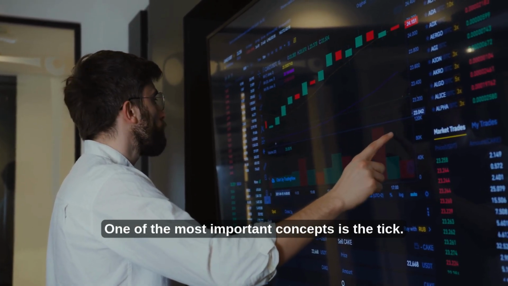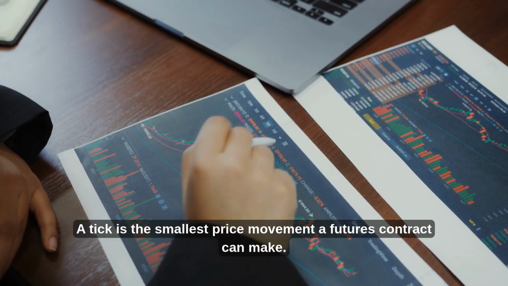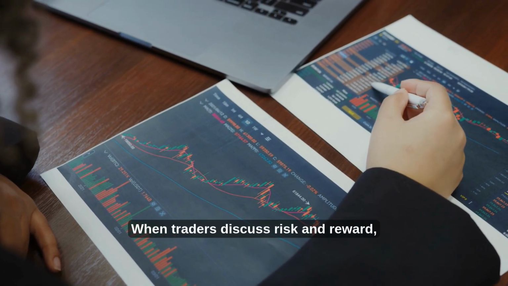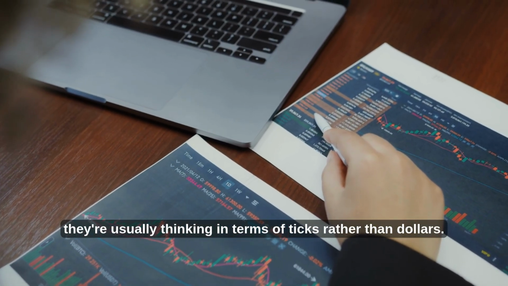One of the most important concepts is the tick. A tick is the smallest price movement a futures contract can make. Every market has a different tick value. When traders discuss risk and reward, they're usually thinking in terms of ticks rather than dollars.